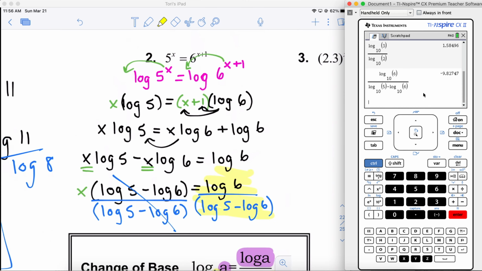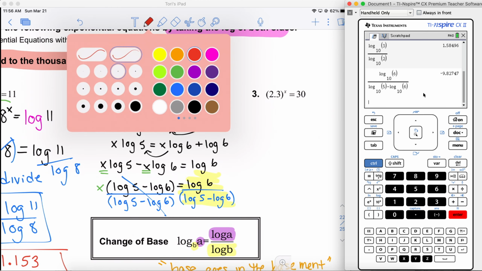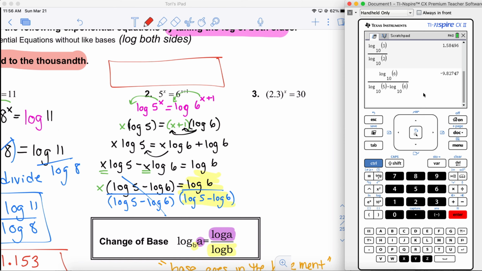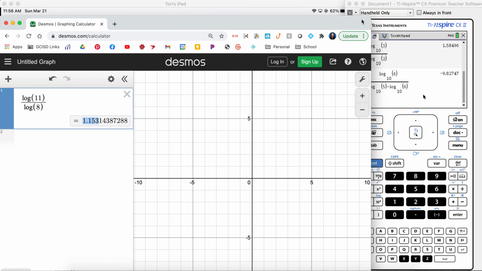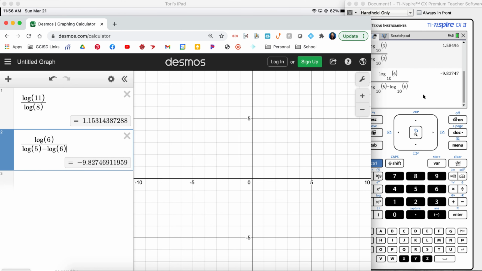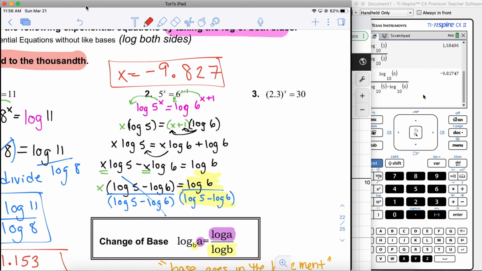Okay, so if I write this, I'm going to put my answer up top because I kind of ran out of space. My answer on this one is x equals negative 9.827. All right, if I was going to do this on Desmos, I would make my fraction first. I would say log of 6 over log of 5 minus log of 6. And that's the exact same answer. Okay? All right, let's do one more of these.